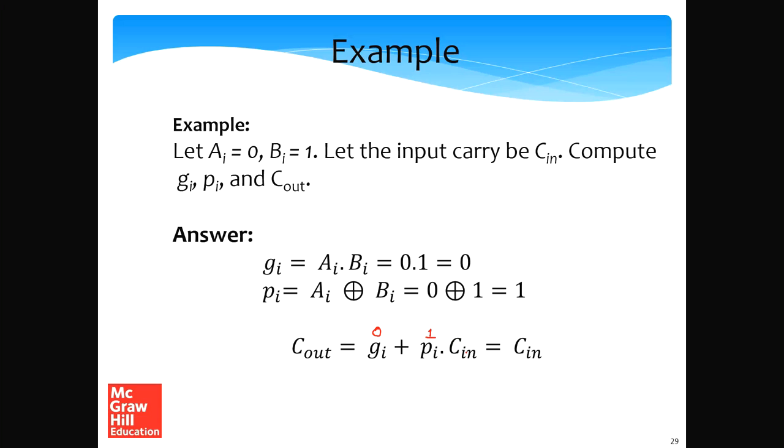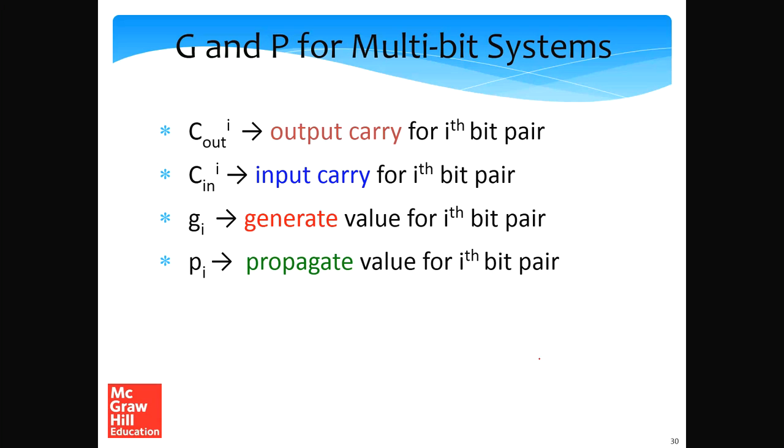And we don't know the input carry, so we can say Cout is equal to Cin in this case. So let's now consider a multi-bit system where a block does not have one bit each of A and B, but it has multiple bits. So let's define some simple terminology first.